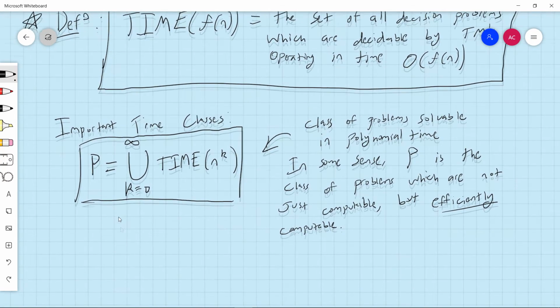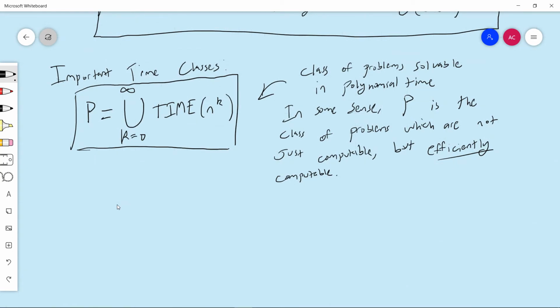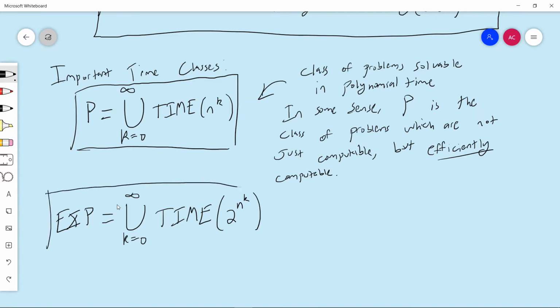I guess the other important time class is exp. This is much less important. Exp is sort of the out of bounds class. If you have a problem in exp, then you glitched out of the map. Something went wrong. 2 to the n to the k. So you still have this polynomial n to the k. It's just the power of 2 now. So these are really, really bad algorithms.